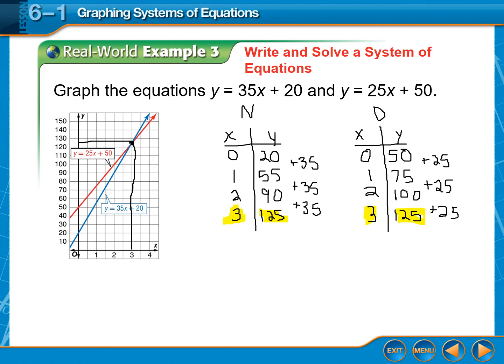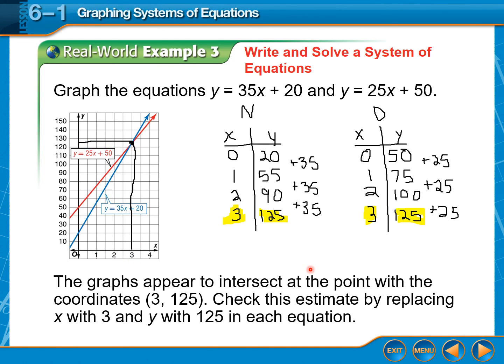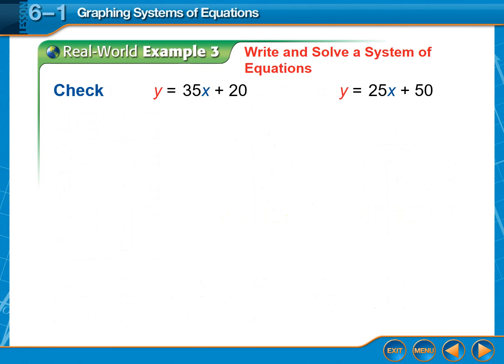So the point of intersection for those two lines gives us our solution as to when those two are measuring how many miles they rode, at what point are those two going to be the same? It's at week 3, and it's 125 miles. Now we can double check this. We kind of did it already, but we can take that solution, 3 and 125, and check each equation. Does it make it true?